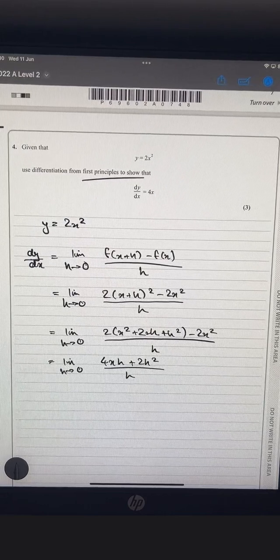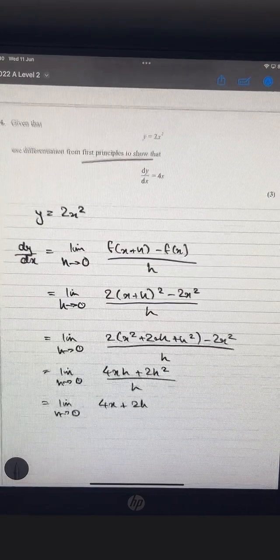And I can divide through by h. So again, the limit as h tends to 0 of 4x plus 2h. All right, so we're just dividing by h.